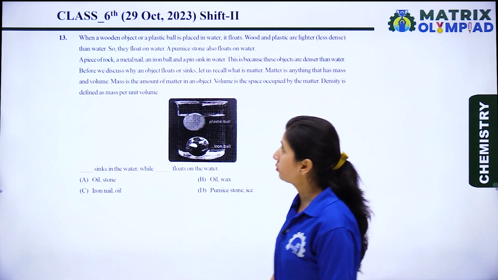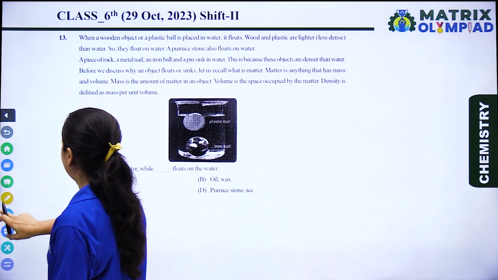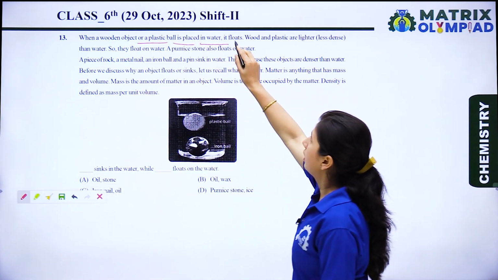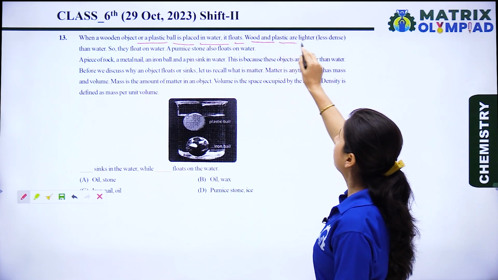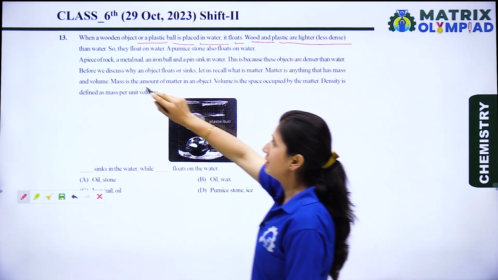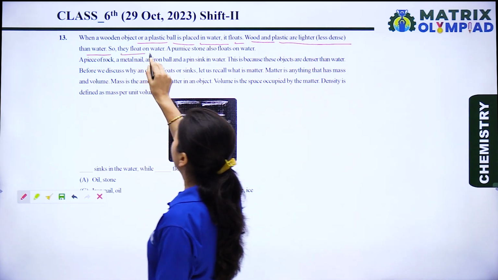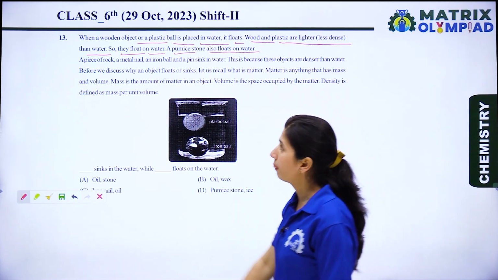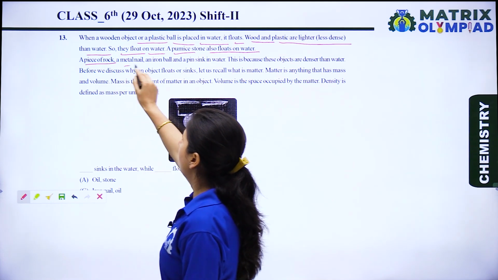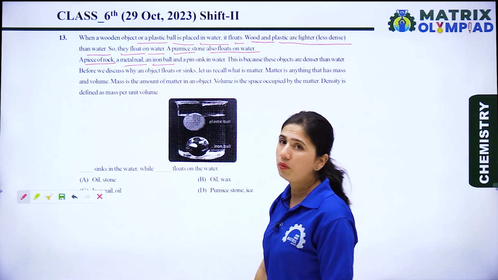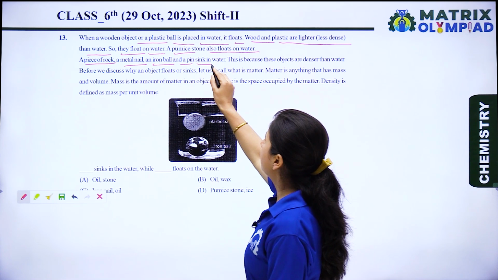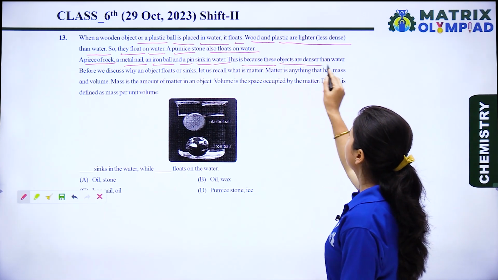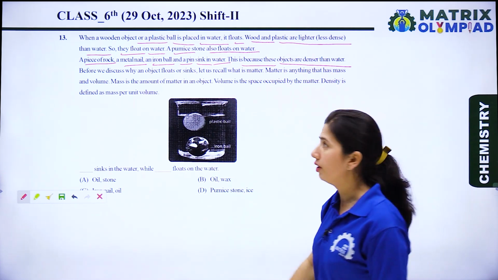The next question is: when a wooden object or a plastic ball is placed in water, it floats. Wood and plastic are lighter, less dense than water, so they float on water. A pumice stone also floats on water. A piece of rock, a metal nail, an iron ball and a pin sink in water. This is because these objects are denser than water.